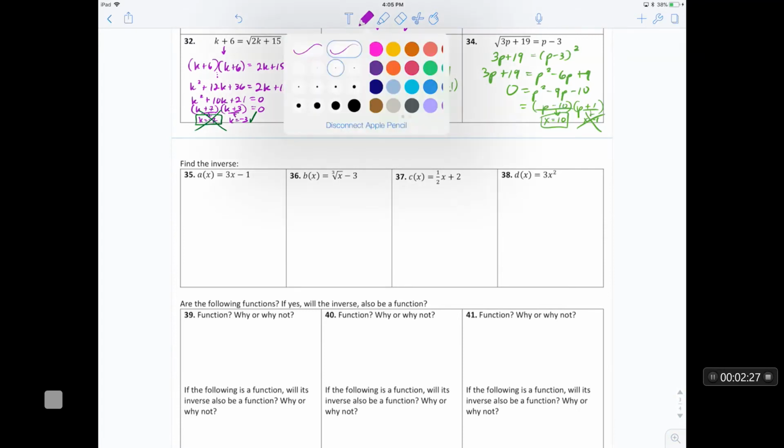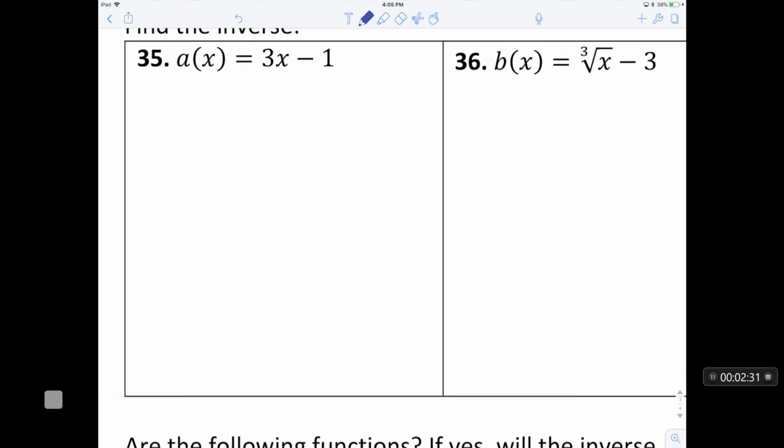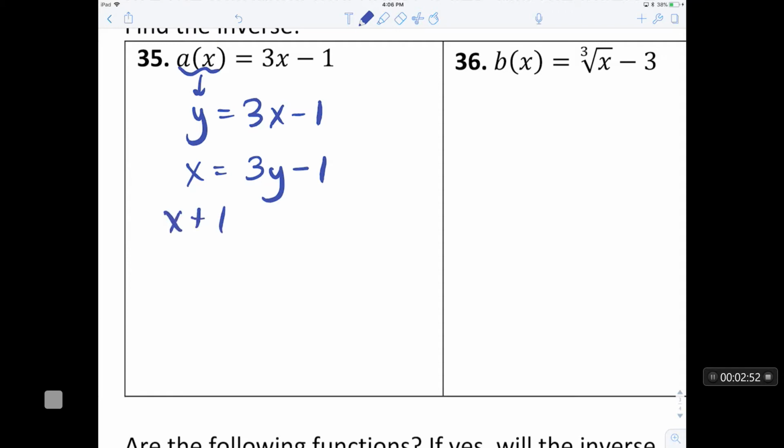Maybe pick a different color. Okay, find the inverse. The steps for finding the inverse are, first, if it's written in function notation, switch this to a y. Next, I want to swap my x's and swap my y's. So the y becomes an x, and any of my x's become y's now. And then I'm going to solve for y. So I would probably add 1 to both sides. Okay, let me flip this and divide each by 3.